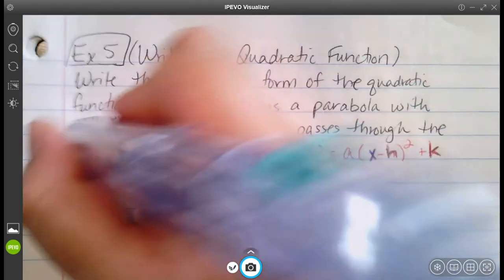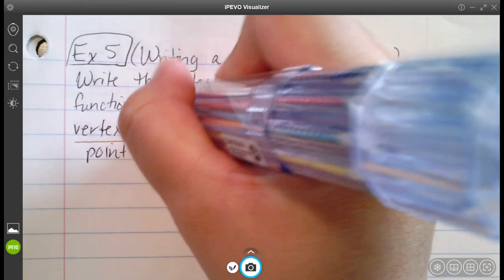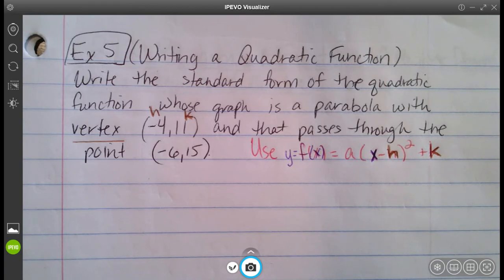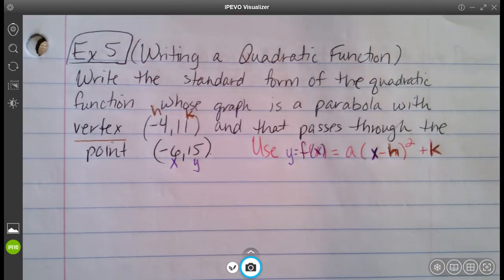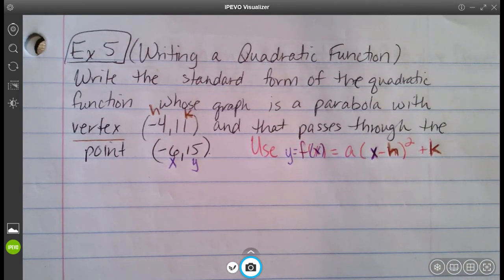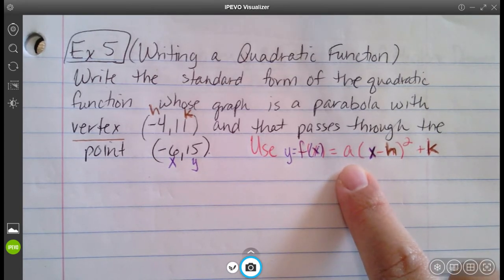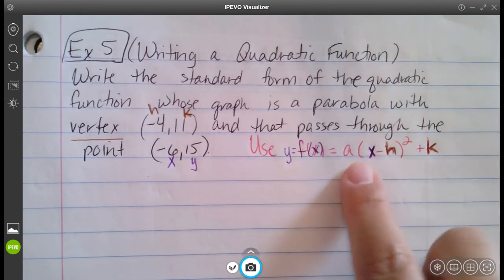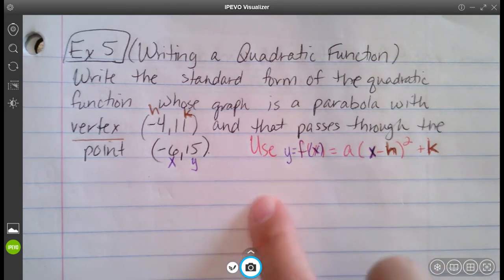In this case, my vertex is right here. This is going to be my h, and this is going to be my k. And the point that it passes through, I'm going to use as my x and my y. All I'm going to do is plug everything in, because then I can solve for a, and that's the only letter I actually need here, because h and k are done. They're right there. We just have to find the value of a, our stretch or compression. So let's go ahead and do that.